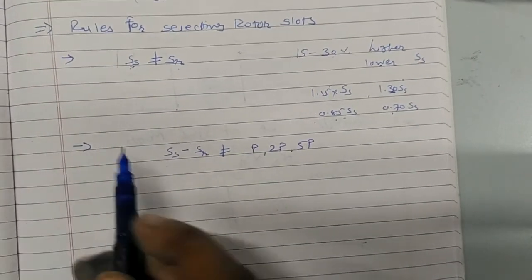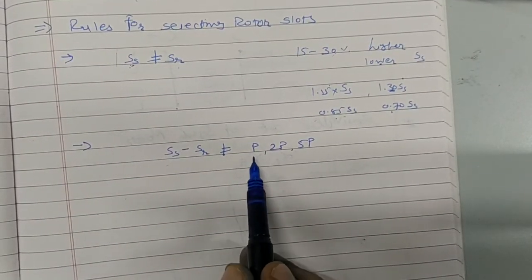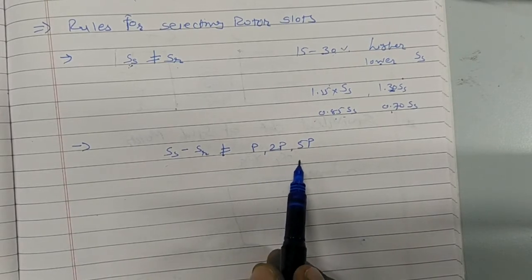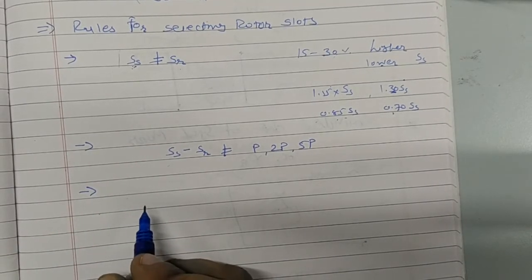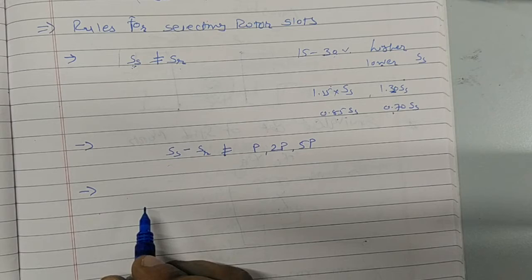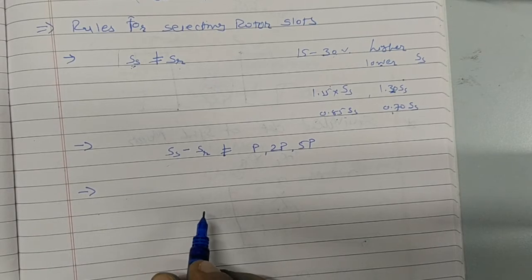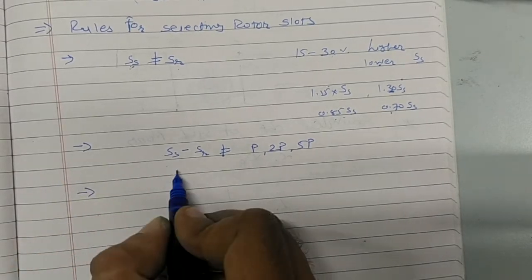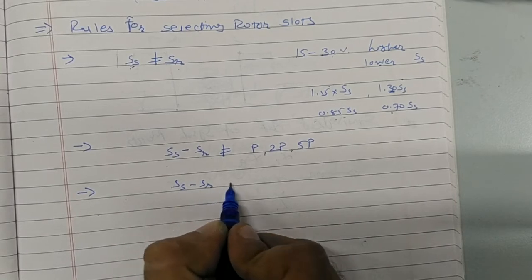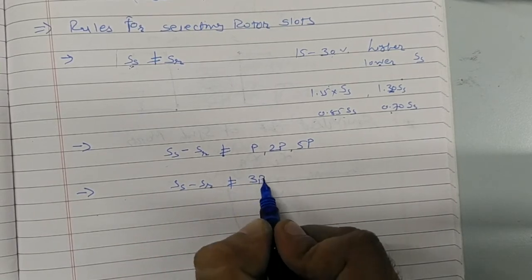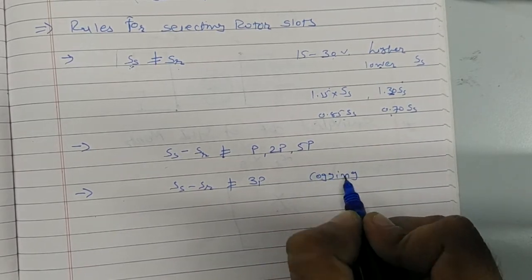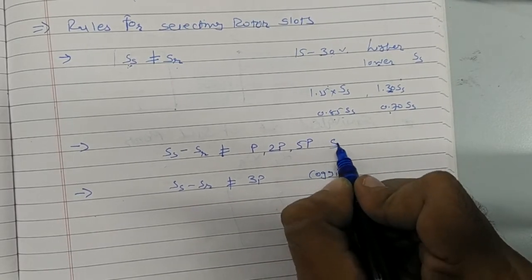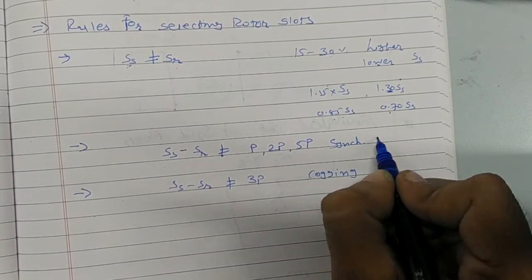So to avoid this, the difference between the number of stator and rotor slots should not be equal to P, 2 times P or 5 times P. The third rule is that the difference between the number of stator slots and the number of rotor slots should not be equal to 3 times P for a 3-phase machine, to avoid magnetic locking, or cogging. Same way, SS minus SR should not be equal to 3P. This point is related to cogging, and the second point was related to synchronous cusps, or indirectly crawling.